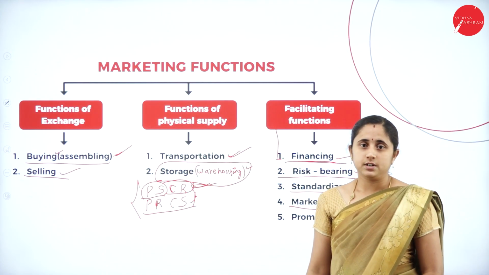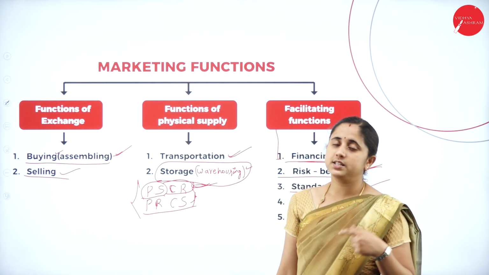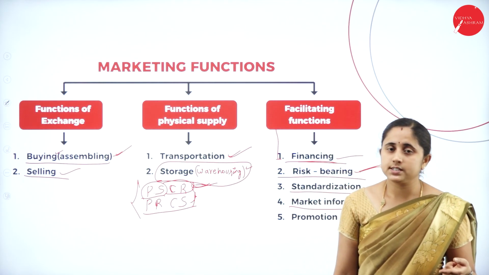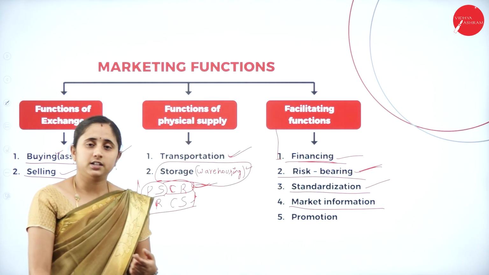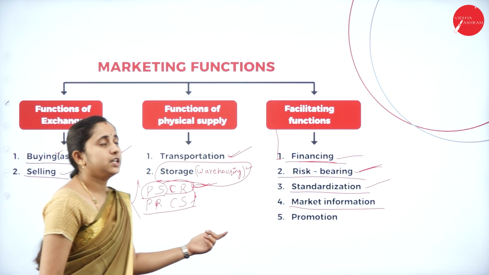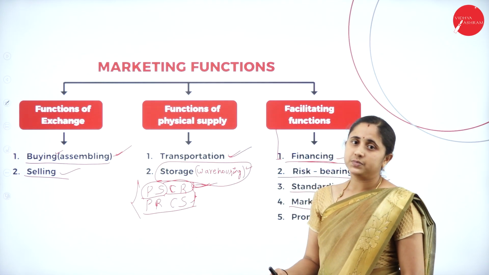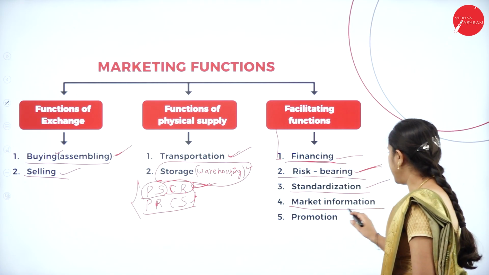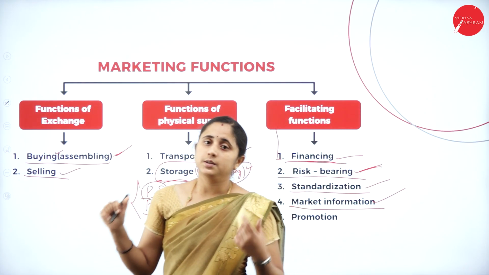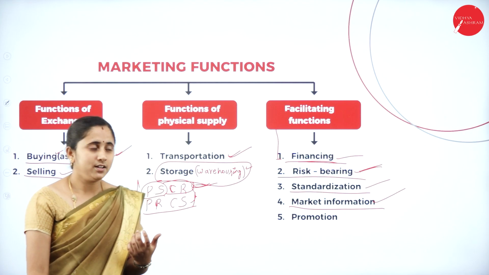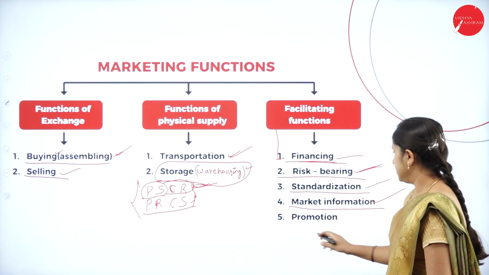Next, market information. Market information means you will collect all the information from the customer as well as the government. Are there any changes in the government policies and rules? All the information you should collect from the market as well as the customers. You will collect the feedback from the customers. So, all this market information facilitates you to take a decision, to make a plan, a business strategy, a marketing strategy. It is an important function.